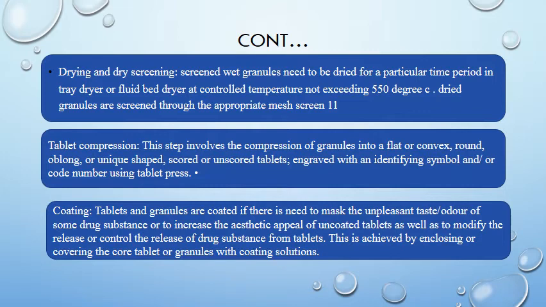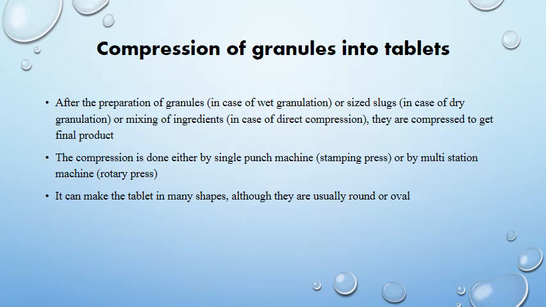This is achieved by enclosing or covering the core tablet or the granules with a coating solution. There are three types of coating: sugar coating, film coating and enteric coating. The next step after this is packaging. Once the tablet is prepared, it is packed either by strip packing or blister packing.